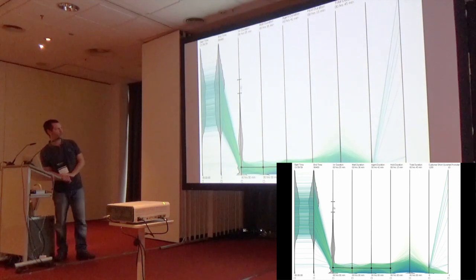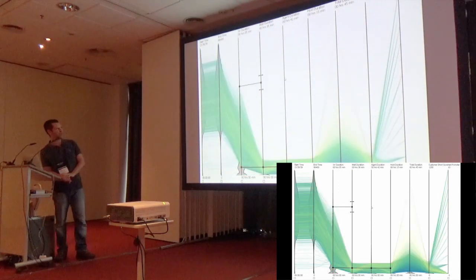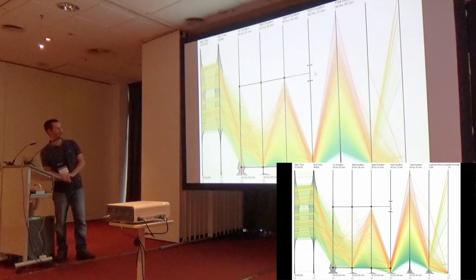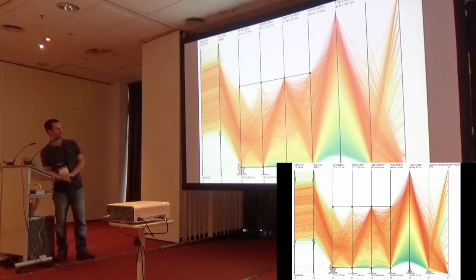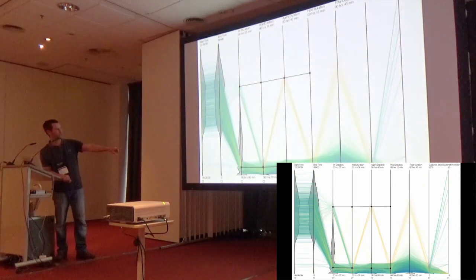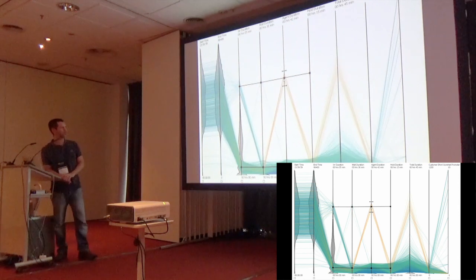This is an example of what it looks like to have a composite logical or higher order brush. So there's a higher order brush on the bottom and another one on the top, and polylines that pass through either one of those brush interval ranges will be highlighted. So it's a higher order logical or brush. And you can see a special class of calls that have a high agent duration.